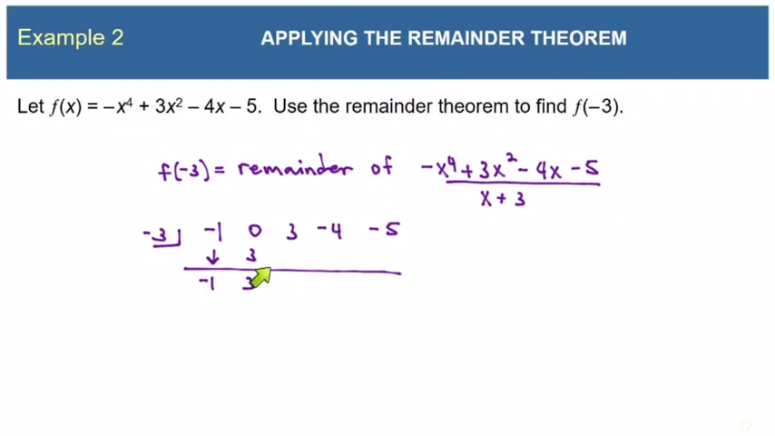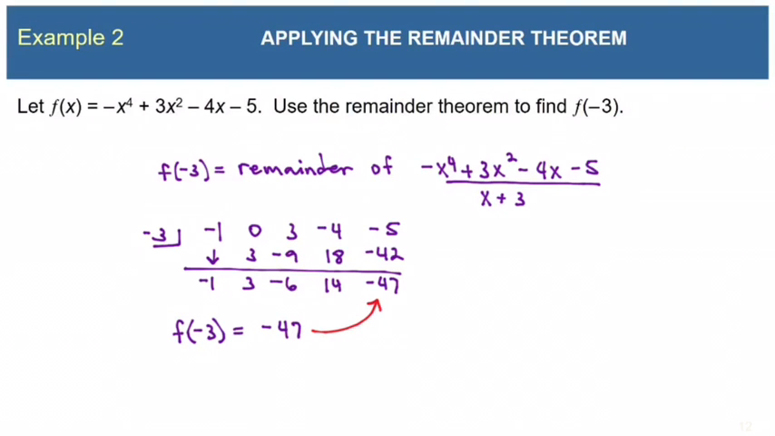Multiply negative 3 times 3, now add. Multiply negative 3 times negative 6, now add. Multiply negative 3 times 14, now add, and we find out that the remainder is negative 47. So that's telling us that f of negative 3 is equal to negative 47. Now, isn't that easy to use?